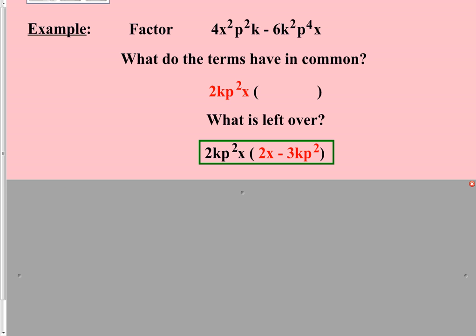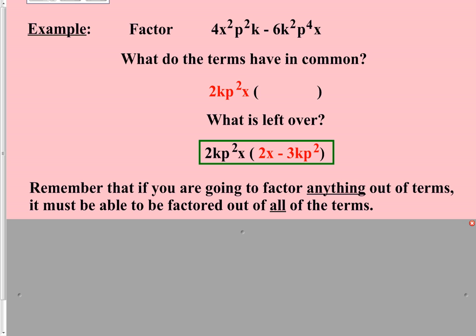Looks a little complicated. There's just a bunch of stuff swimming around inside of there. Okay, but it's not a difficult concept. And the only thing to really keep in mind on this is if you're going to factor anything out of your terms, you have to be able to get it out of all of the terms in order to factor it.